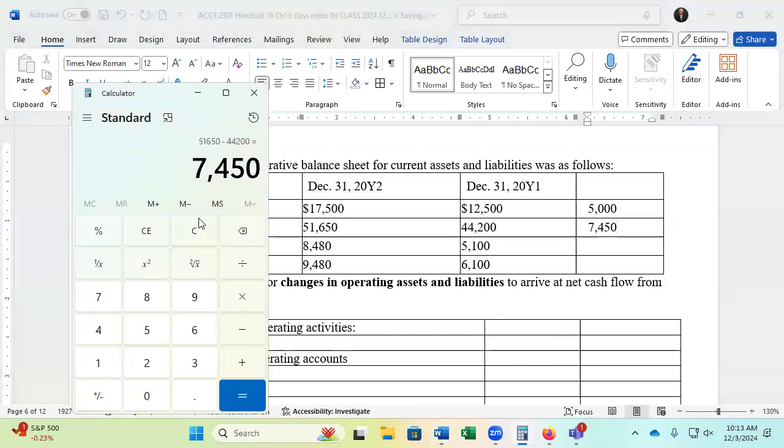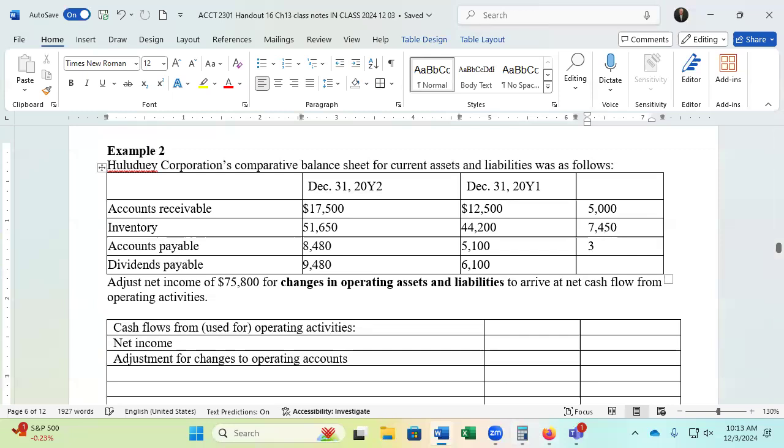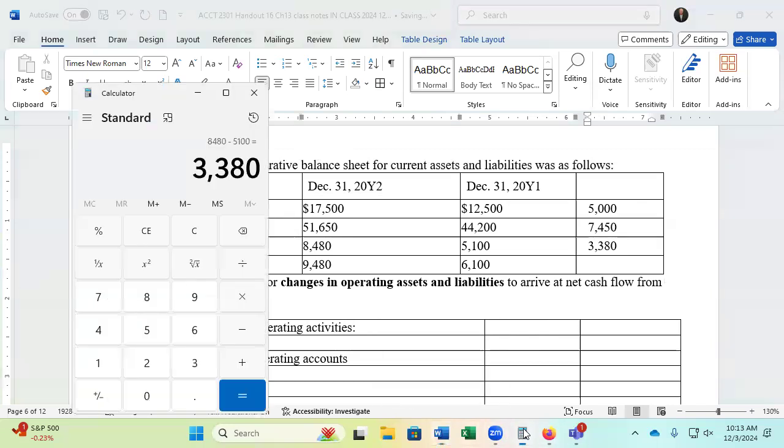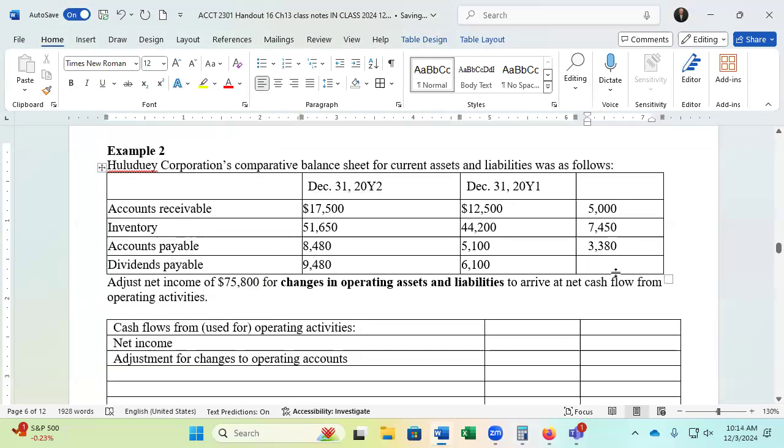Accounts payable has gone up as well. Let's see, 8,480 minus 5,100. That's 3,380. And then dividends payable also went up. 9,480 minus 6,100. And that one went up 3,380 as well.